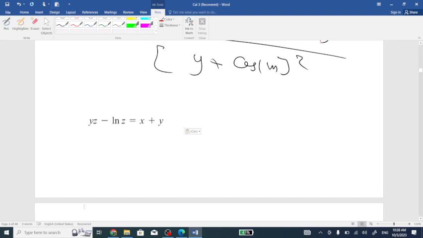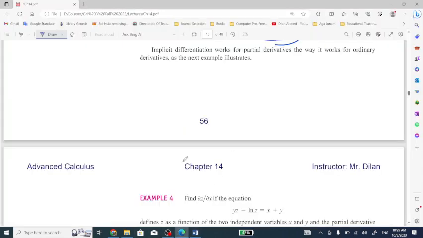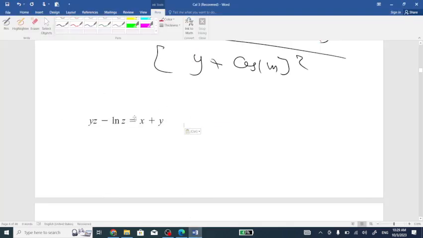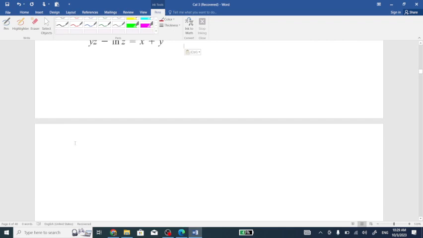What do we have, and what was the question? Find partial z by partial x, or z sub x. Am I right? F sub x, z sub x. Can you tell me something about that one? Do you have any idea about it?